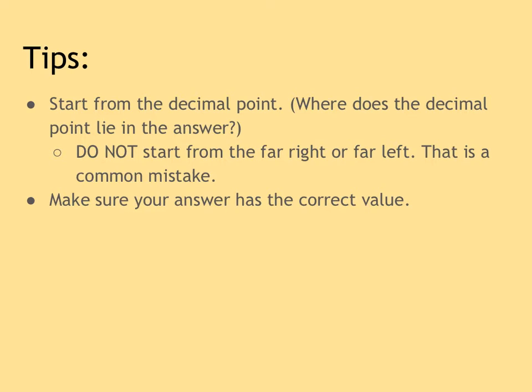I think the biggest thing is just to start from the decimal point. So if you have, for instance, 40, keep in mind, where does that decimal point go? It's going to go right after the 0. And if you can think about that, then you'll have a much easier time putting it into the griddable. A common mistake that I always see is students that start from the far left or the far right. If you do that, especially on this type of griddable, you're probably going to get the answer wrong.